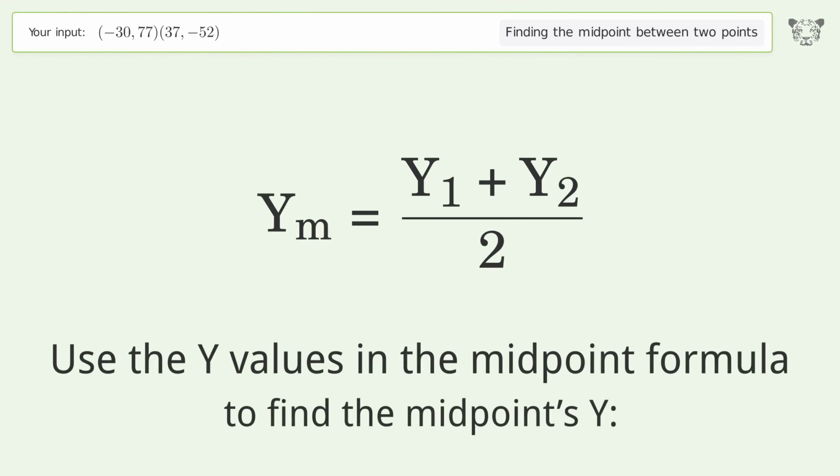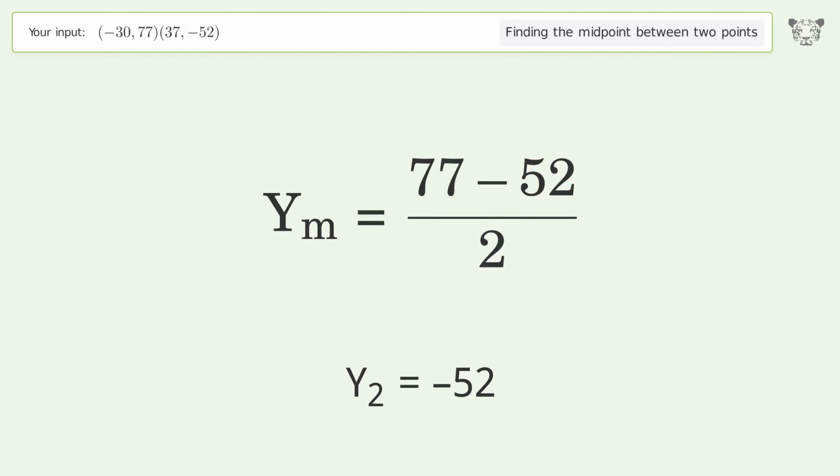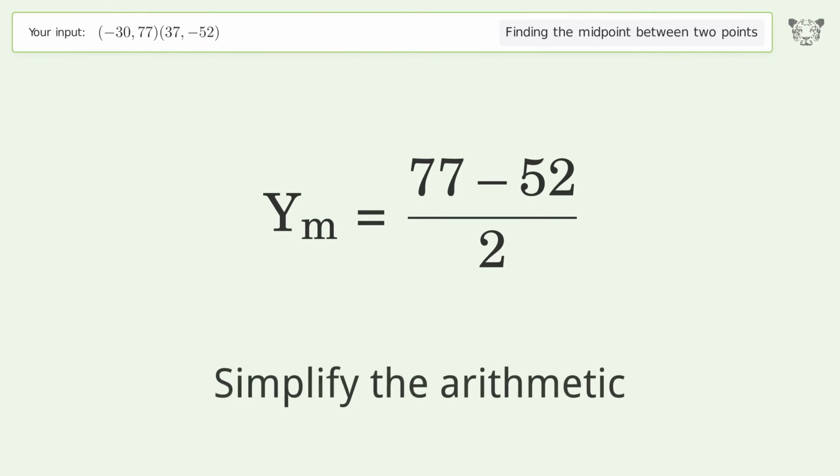Use the y values in the midpoint formula to find the midpoint's y. y1 equals 77. y2 equals -52. Simplify the arithmetic.